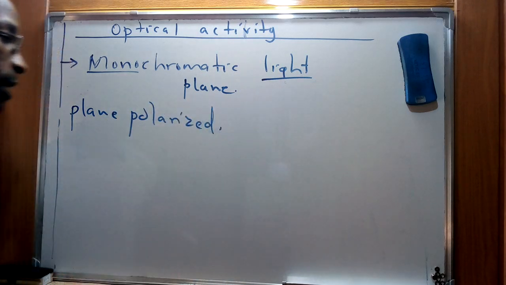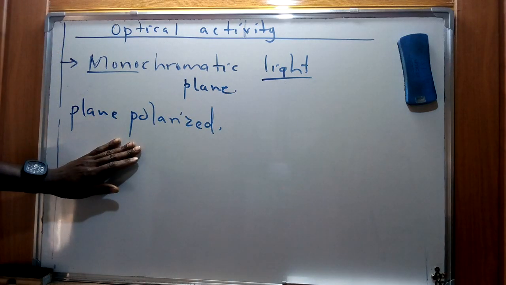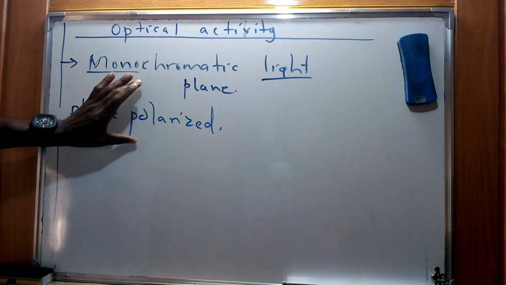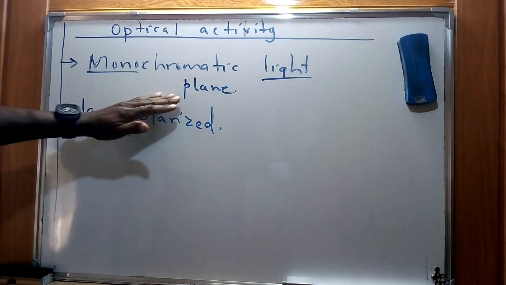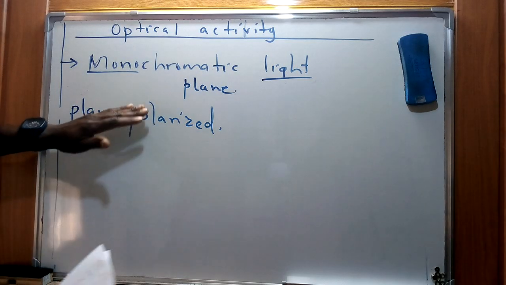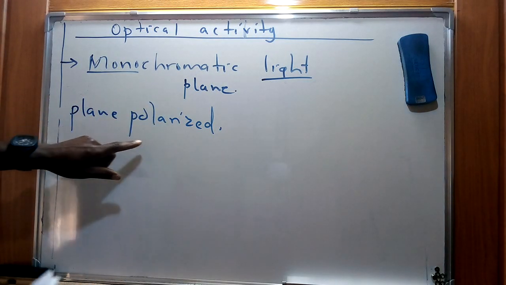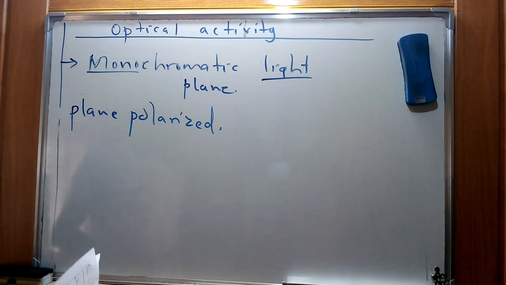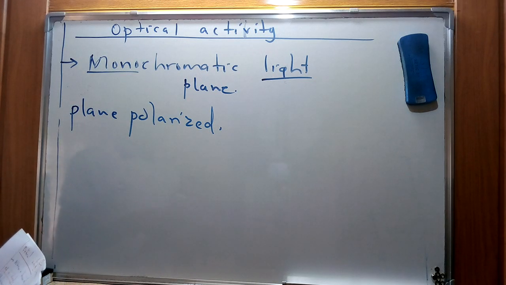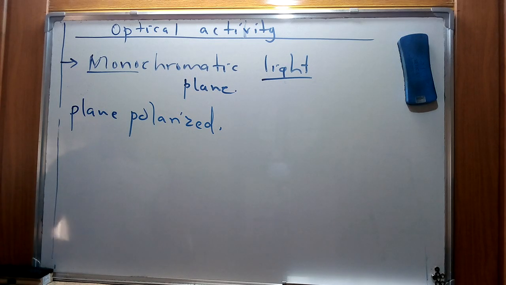From that specific aspect of the long statement that we had given, we can repeat that statement and say that whenever a beam of monochromatic light, which we have explained is a light of a single wavelength, is passed through a polarizer, only light waves oscillating in a single plane pass through, and this is referred to as plane polarized.